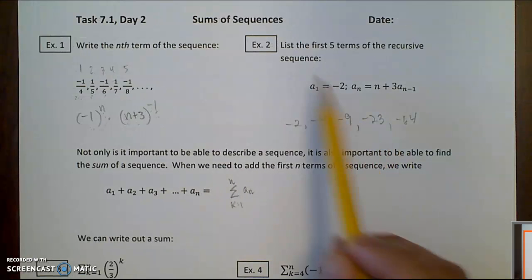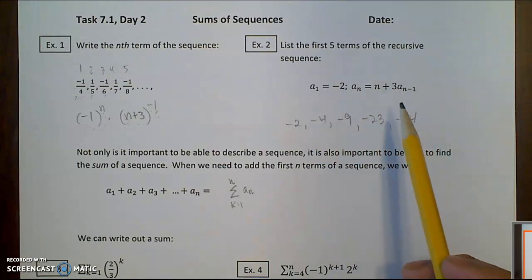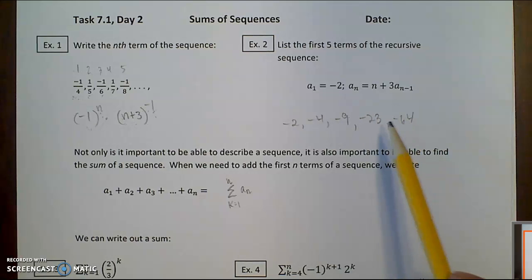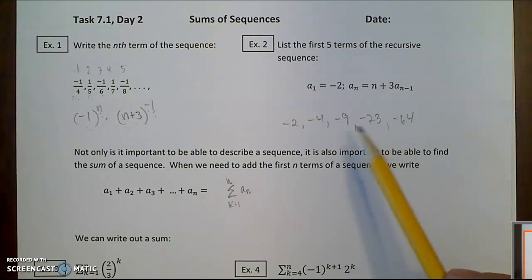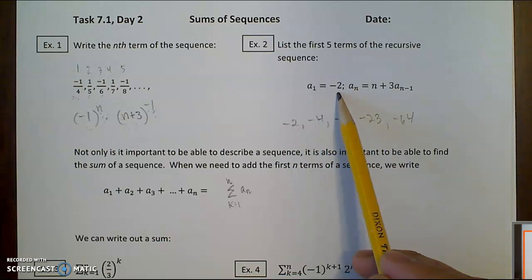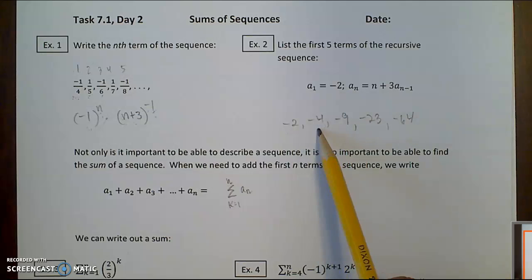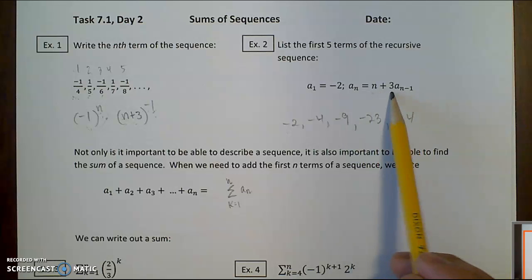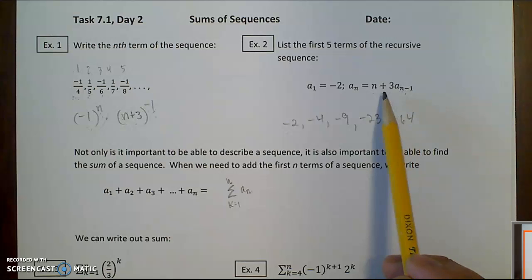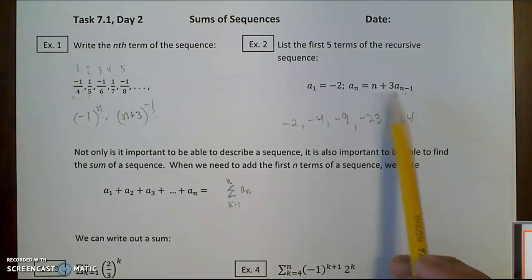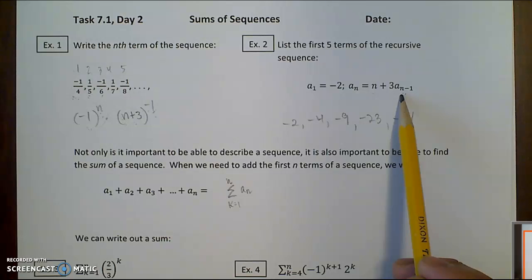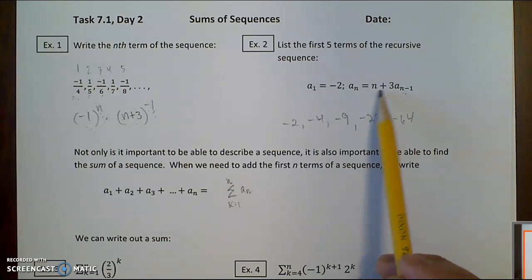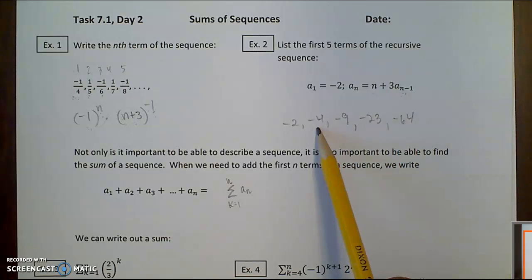For example number 2, we want to list the first 5 terms of the recursive sequence. Again, recall with the recursive, right? You're always looking back to the previous term. So here we're given the first term is -2. Alright, so we want to find the second term, so we're going to plug 2 in for n. Alright, so a sub 2 is equal to 2 plus 3 times the previous term. Alright, so since the previous term is -2, 3 times -2 is -6, plus 2 is -4.